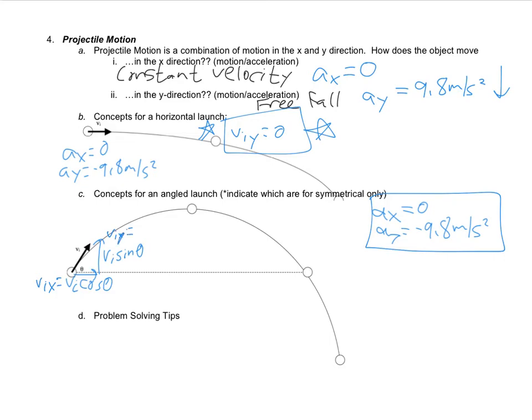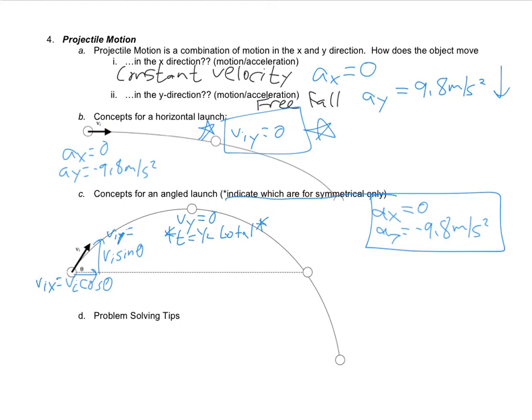We also know, much like free fall, at the peak our velocity is 0, but it's only the y velocity that's 0 at the peak. Okay, and that's true regardless of the situation. We also know our time here at the peak is half the total time. However, that is only true when it is symmetrical. So that one's only true when it's symmetrical.